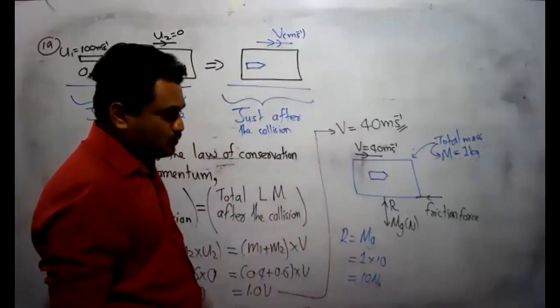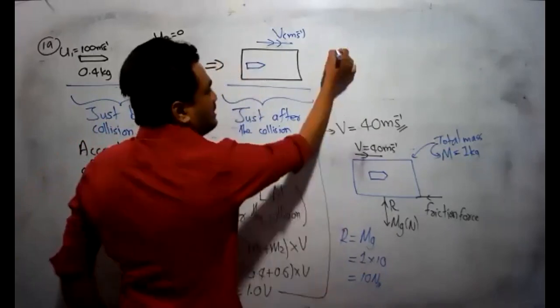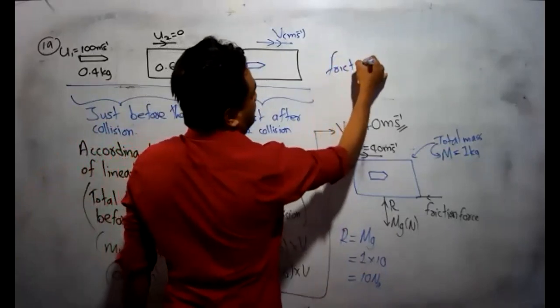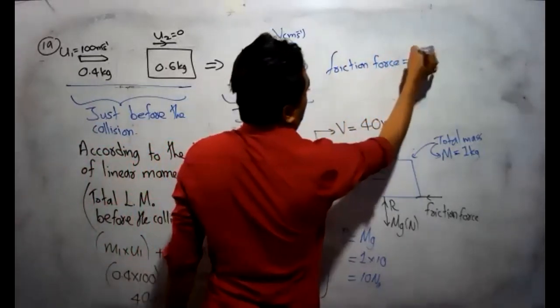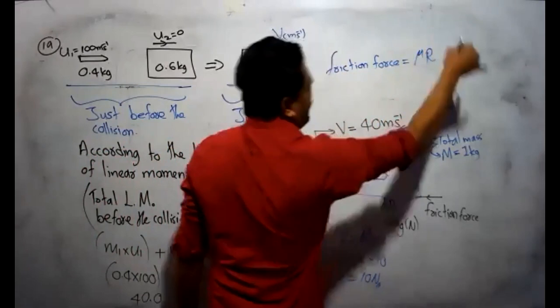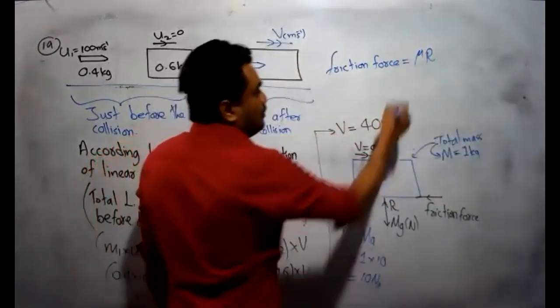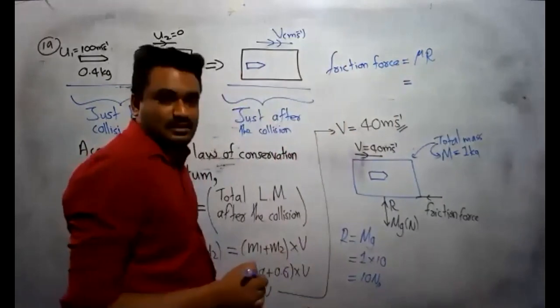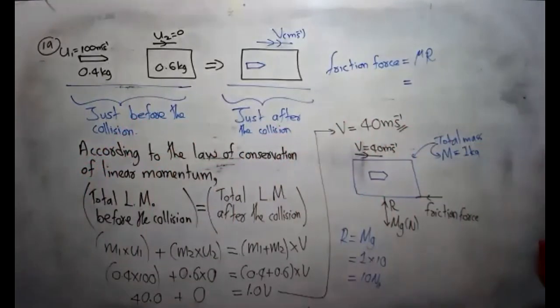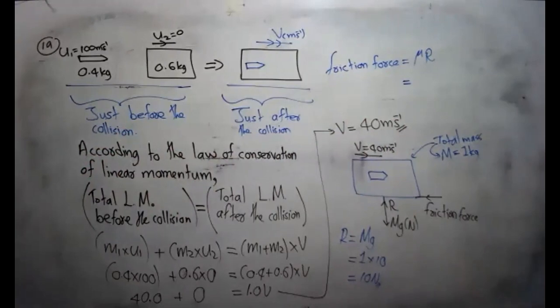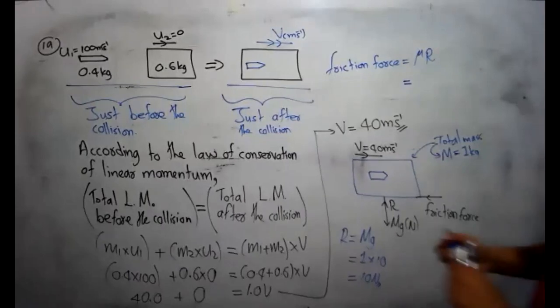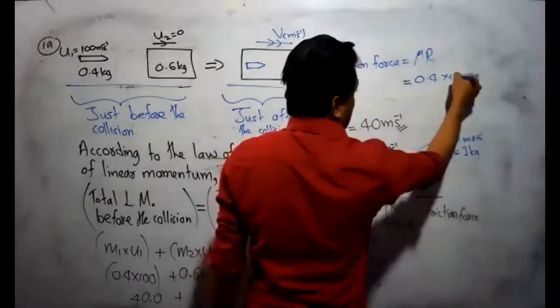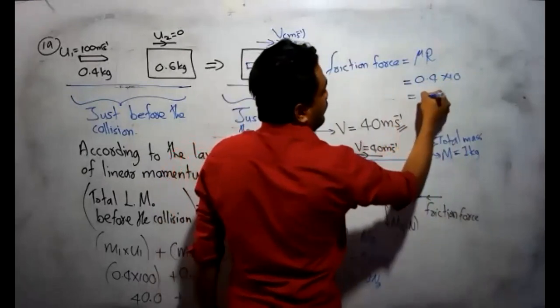So how do you find the friction force? If the normal reaction force is R, what is the friction force here? Friction force is mu R. Mu is the coefficient of friction. It is given as, I don't remember. The coefficient of friction is given as 0.4. R is 10. 0.4 times 10 is 4 Newton.